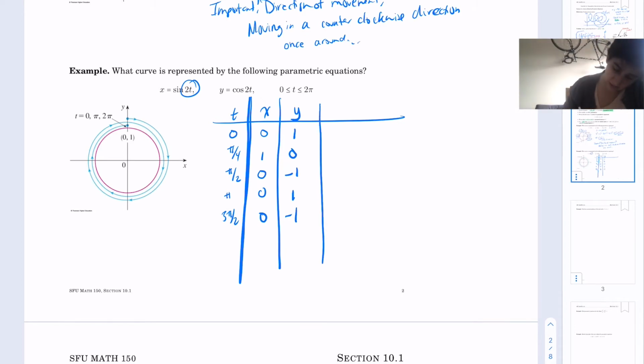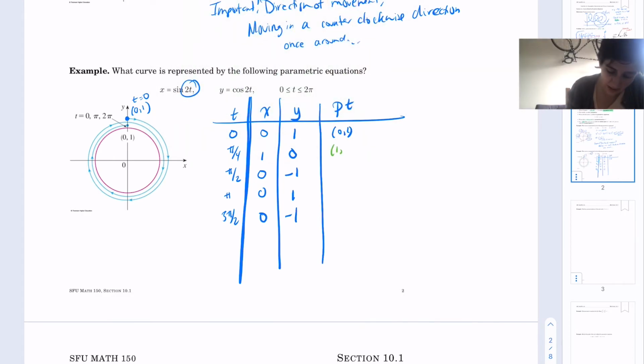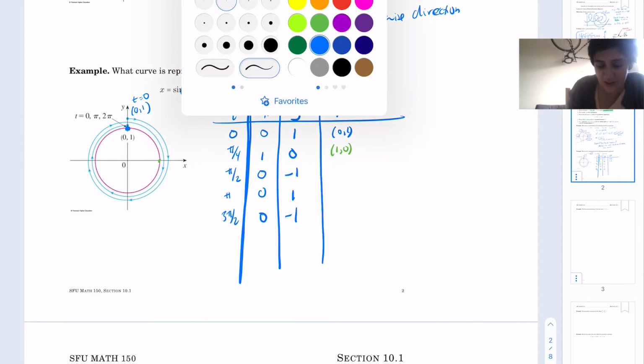Okay, and so I'm going to write my point here. So I have the point 0, 1. I'm going to start there. This is 0, 1 at t equals 0. Here I have the point 1, 0. That is here. I'm tracing, I shouldn't be. I'm going to go back and make my blue dot actually on the circle.